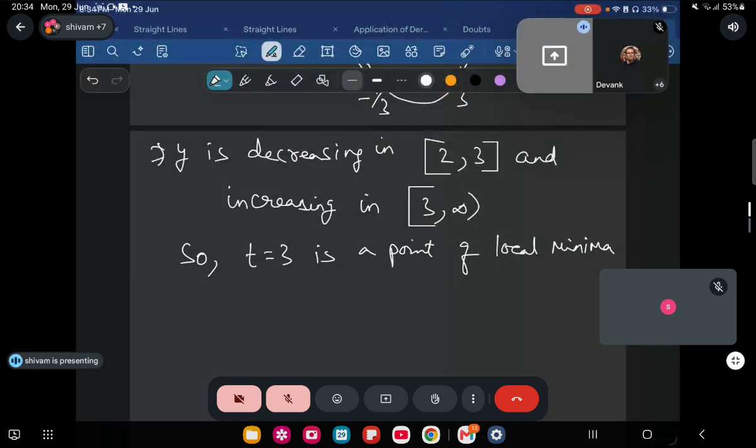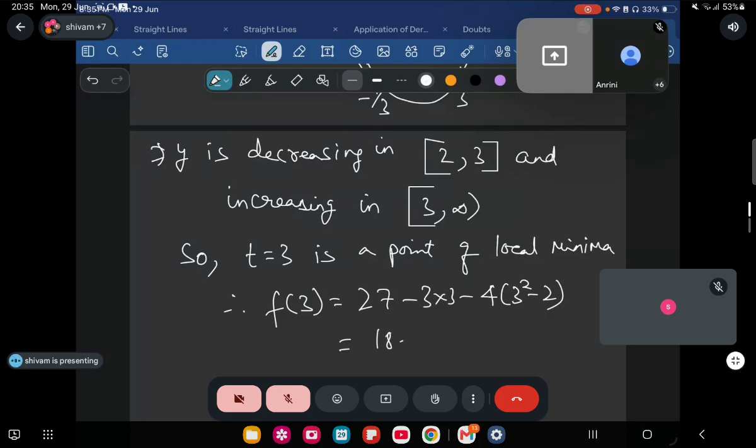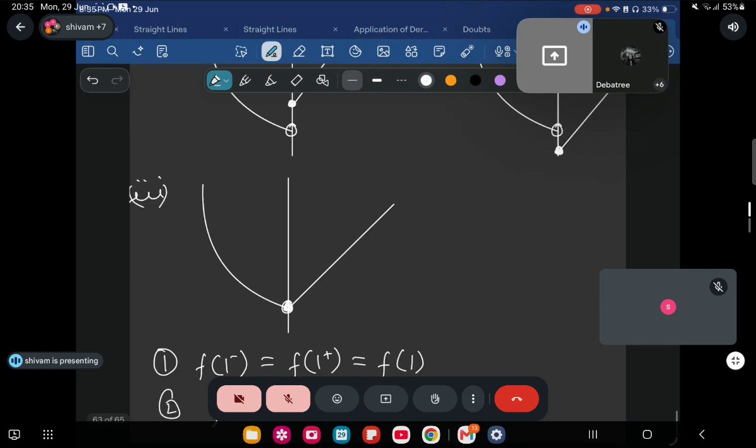Yes, I'm there. f of 3 is equal to 27 minus 3 into 3 minus 4 into 3 square minus 2, which will give us 18 minus 4 into 7, which is minus 10. You people understood? Yes or no? Yes, sir. Okay.